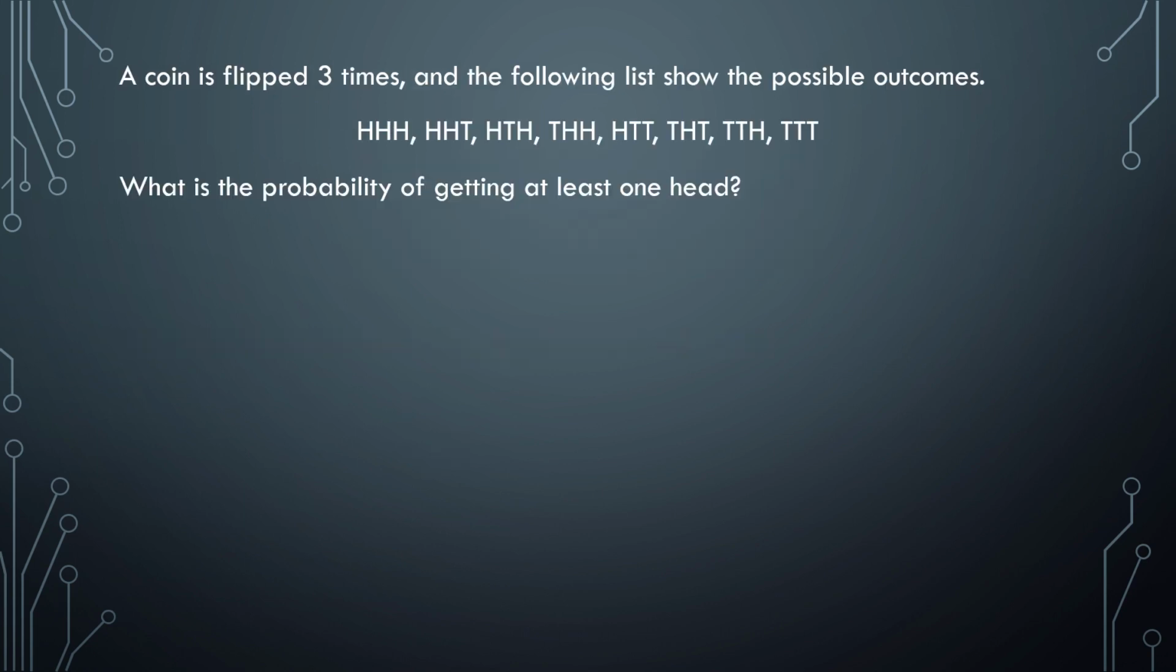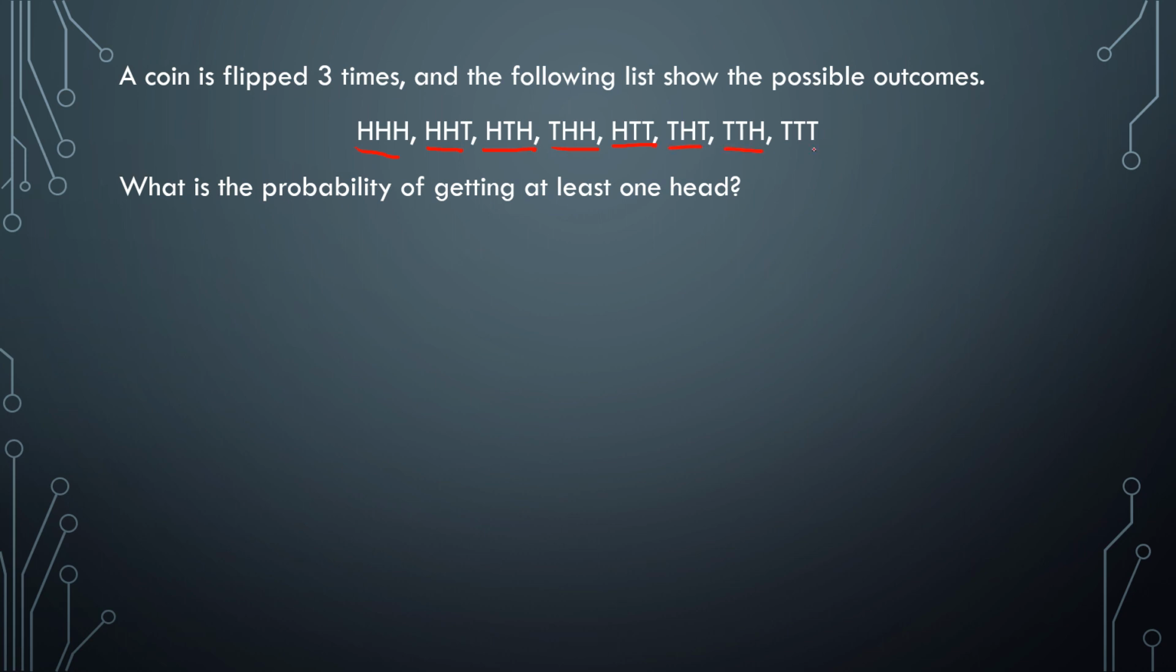A coin is flipped 3 times, and there's that list of outcomes again. We want to know what's the probability of getting at least 1 head. Okay, so just like the other one, this time we're going to look for each of the different options where there's at least 1 head that we landed on. So here's 1, 2, 3, 4, 5, 6, 7.